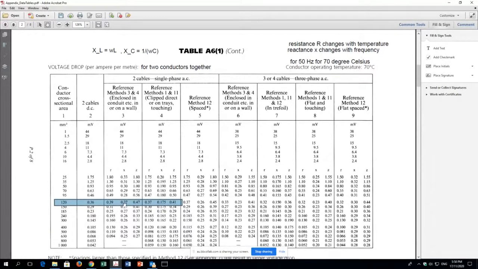The R component and X component are perpendicular to each other, so the Z component is the square root of the R component squared plus the X component squared. You may have noted that for the DC case the resistive voltage drop is 0.36, while for the single phase AC the resistive voltage drop is 0.39, a little bit larger than the DC case. The difference here comes from the skin effect.